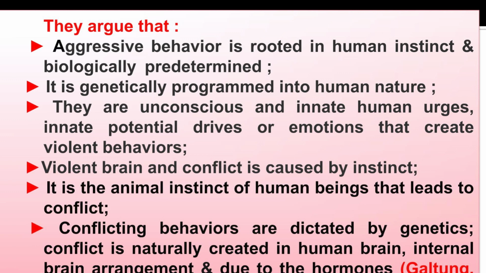For them, violent brain and conflict are related. So, conflict is caused by instinct. It is the animal instinct of human beings that leads to conflict. According to Galton, conflicting behaviors are dictated by genetics. Conflict is naturally created in the human brain, internal brain arrangement, and due to the hormones.